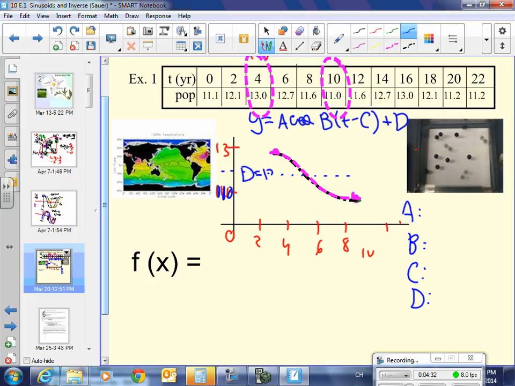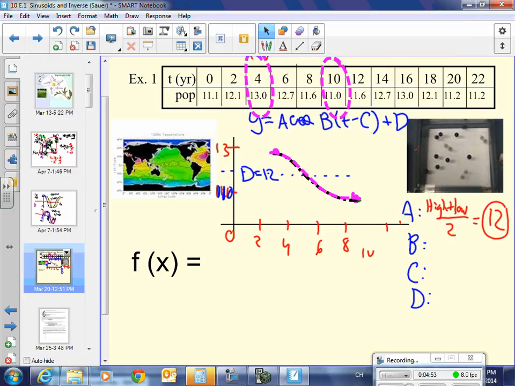It's going to be 12, isn't it? Now you can find 12 by taking the high plus the low divided by 2. That's a way to do it. So you might want to write that on the side. Yeah, it's to find D.